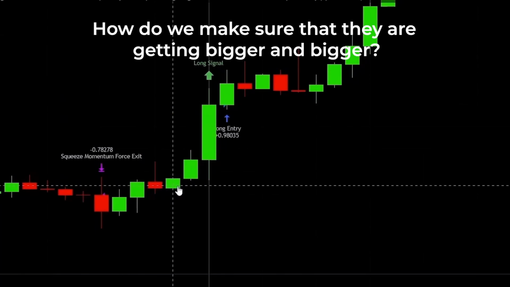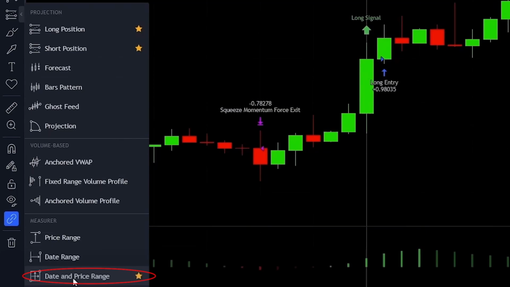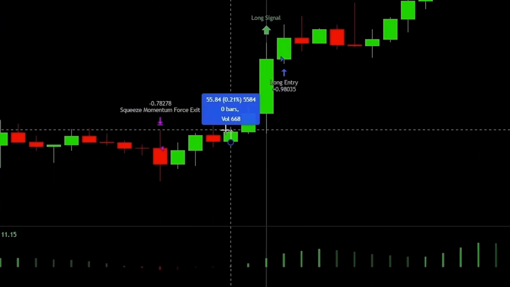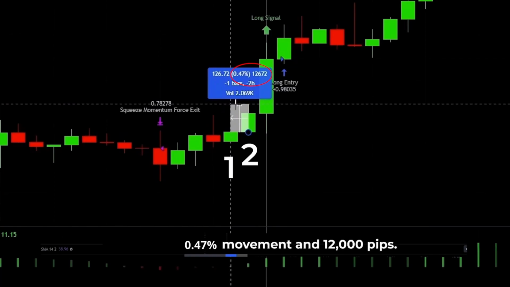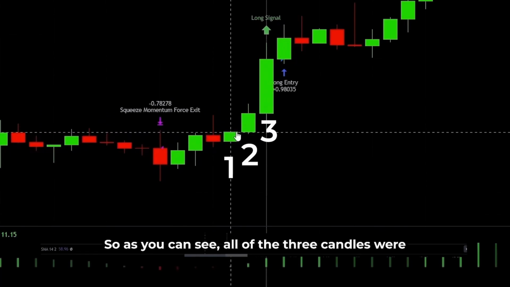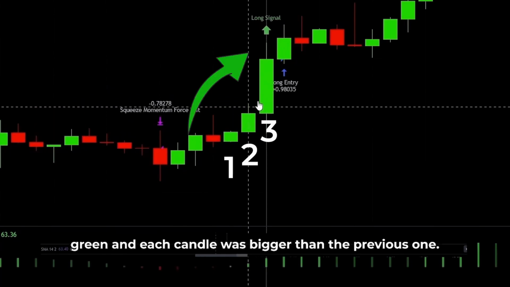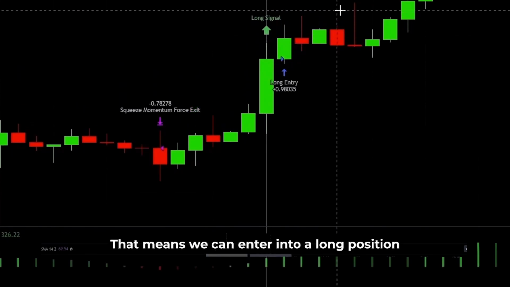How do we make sure that they are getting bigger and bigger? For that, you can use a simple tool, which is the date and price range. And you can see that this candle's height is 0.21% or 5,500 pips. The second candle, from bottom to top, is a 0.47% movement and 12,000 pips. And the third is around 1.48% and almost 40,000 pips. So as you can see, all of the 3 candles were green and each candle was bigger than the previous one. That means we can enter into a long position.